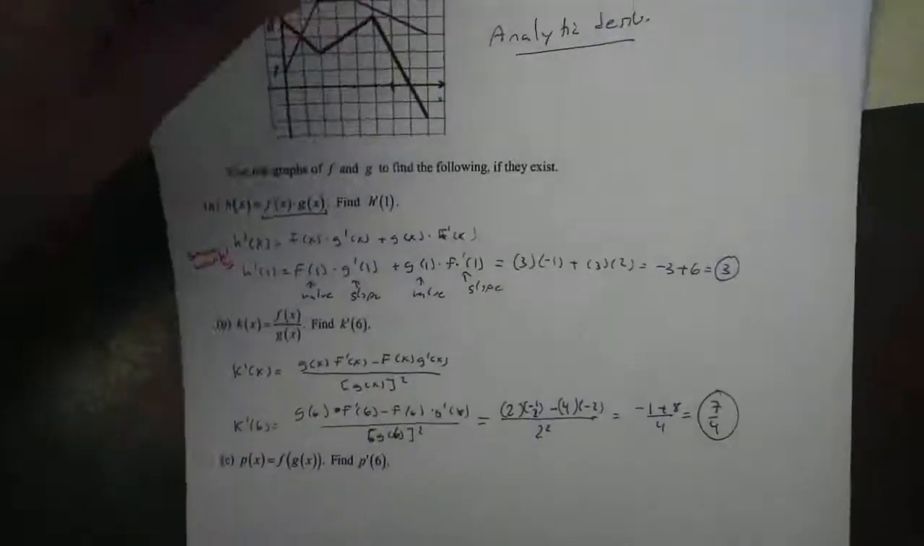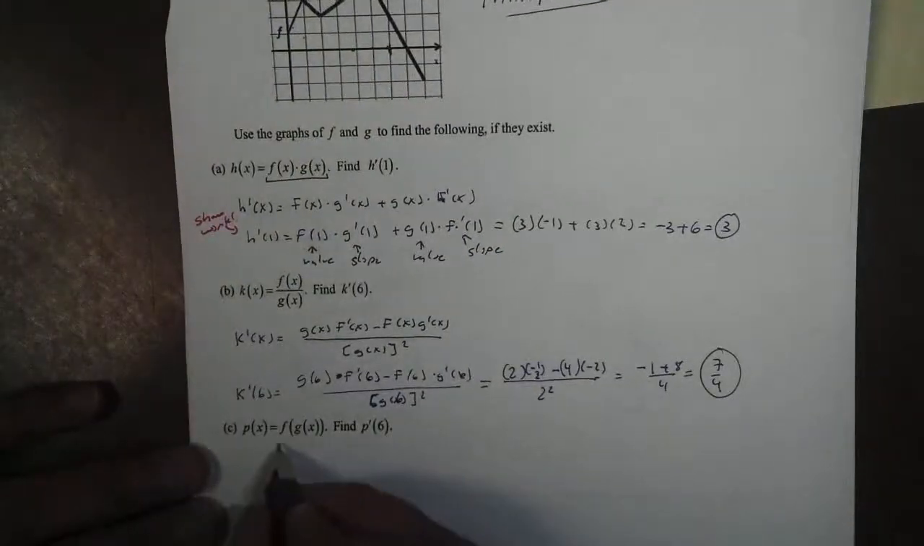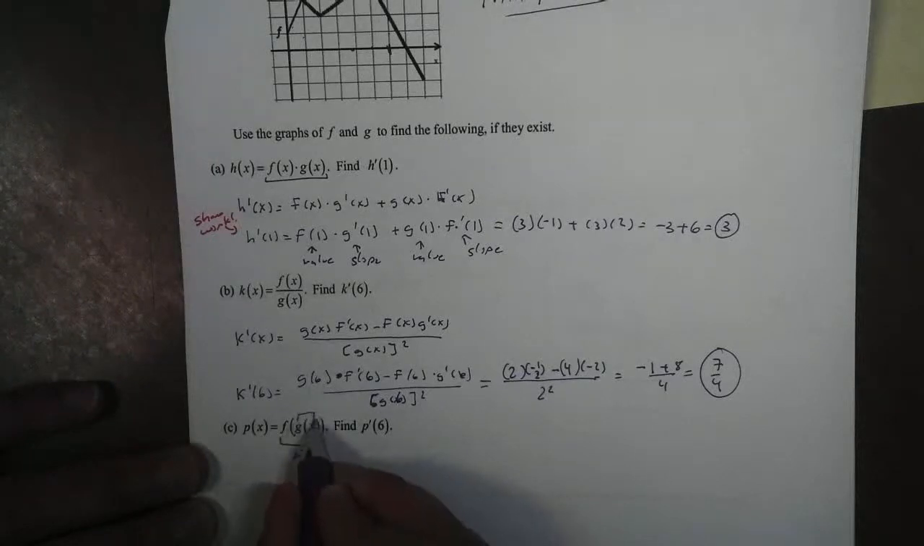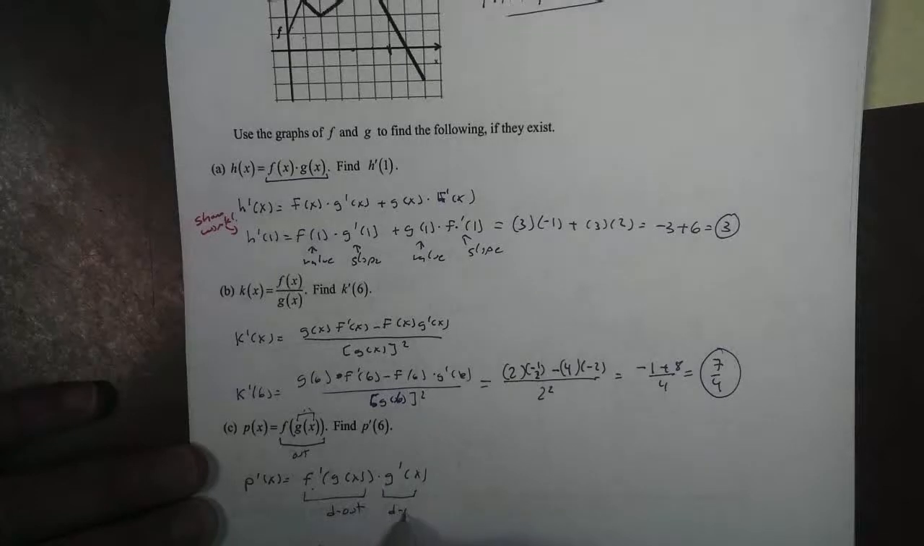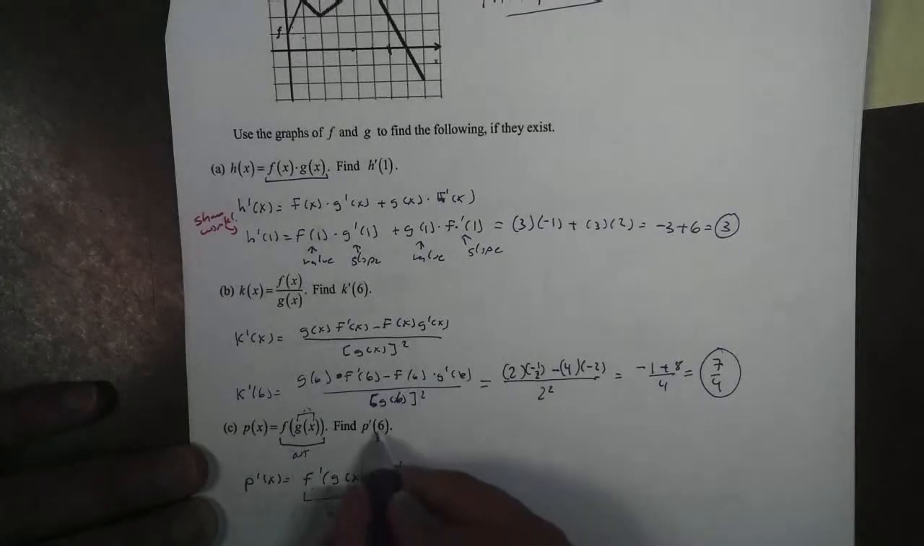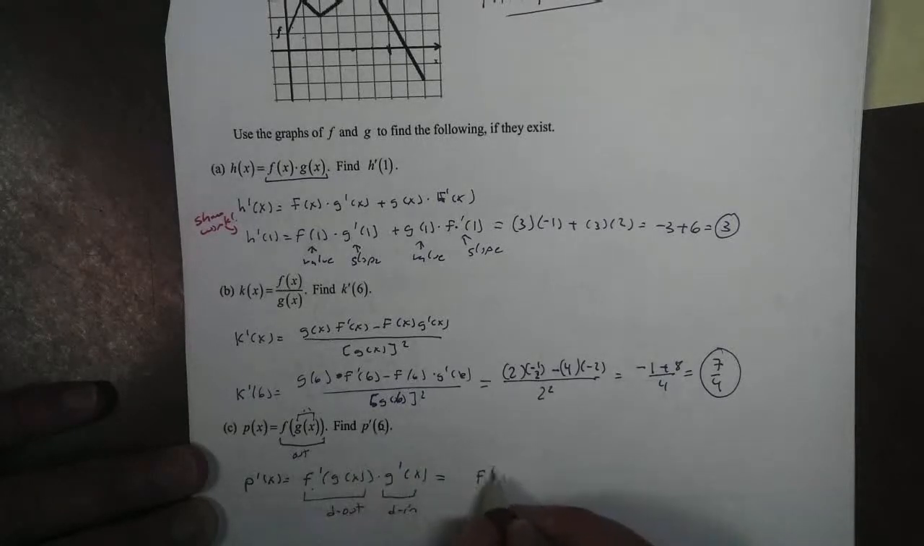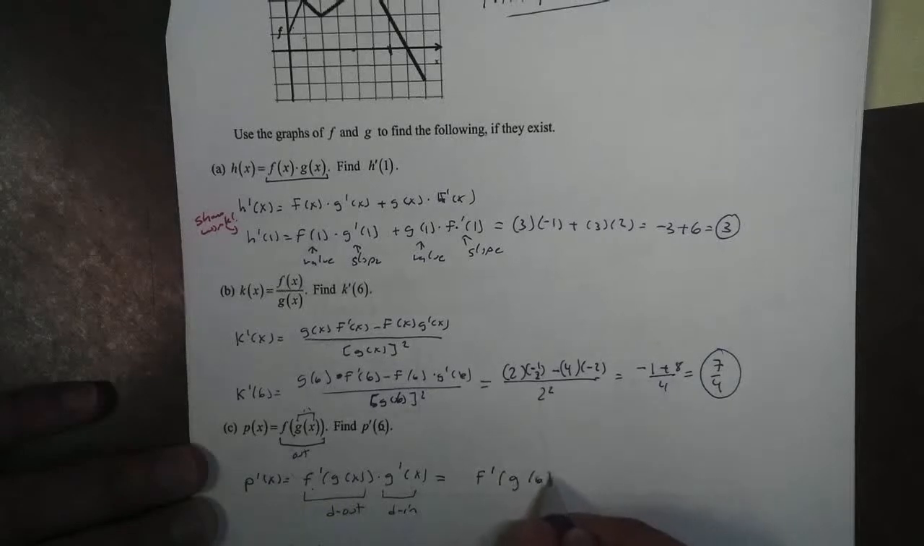All right, for part C, this is our chain rule. We have our outside function, and we have our inside function. So we take the derivative. p prime of x becomes f prime of g of x times g prime of x. The derivative of the outside, d out, d in. And remember, now we're going to replace all the x's with 6. So we get f prime of g of 6 times g prime of 6.